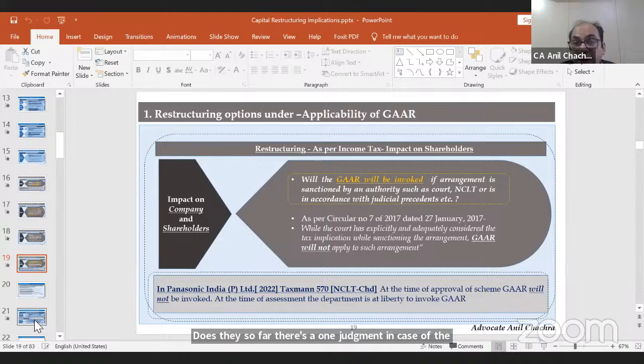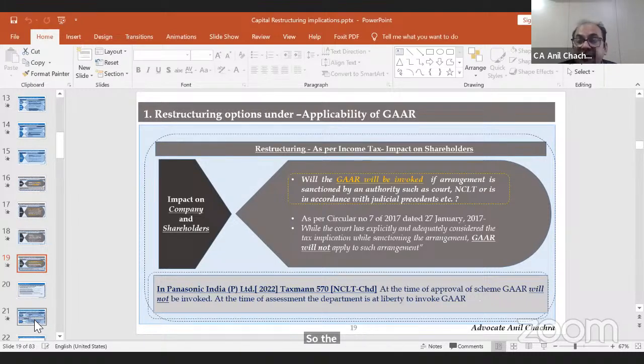The NCLT bench, Chandigarh, said that at the time of approval, GAR will not be applicable. But the tax department is free to invoke GAR at the time of assessment. They have the liberty to invoke GAR at the time of assessment, but at the time of approval, they have no authority to apply GAR. So far, there's only one judgment which has specified the implication of GAR: GAR will not be applicable at the approval stage of the scheme from the NCLT side.